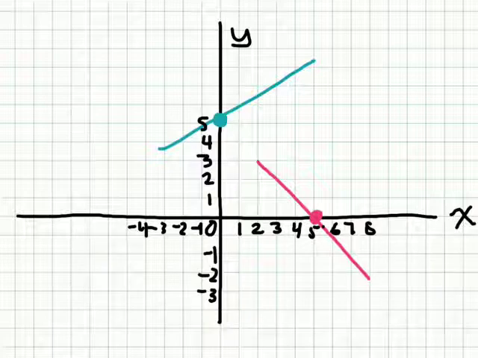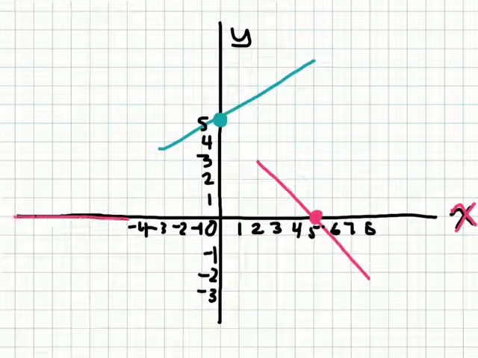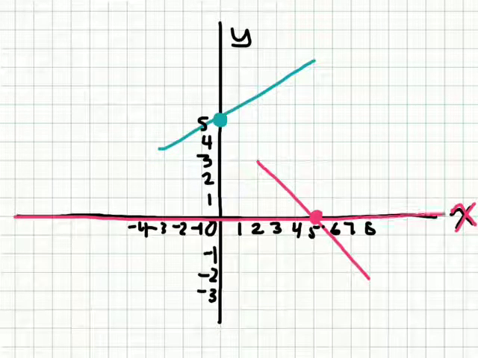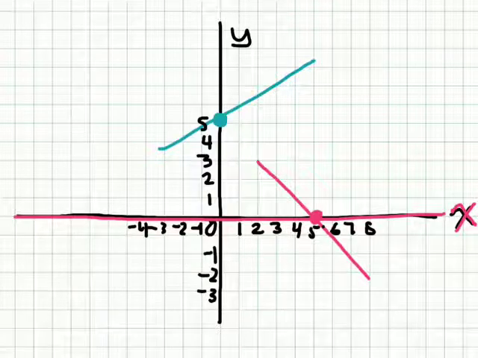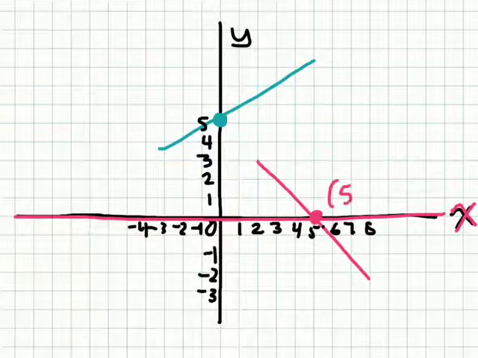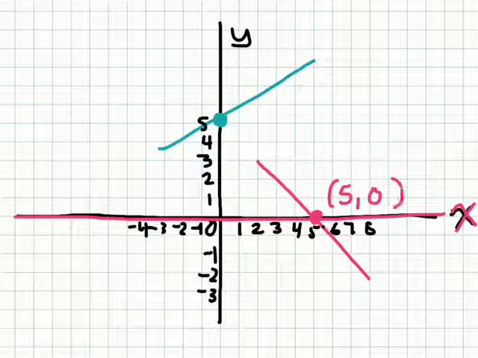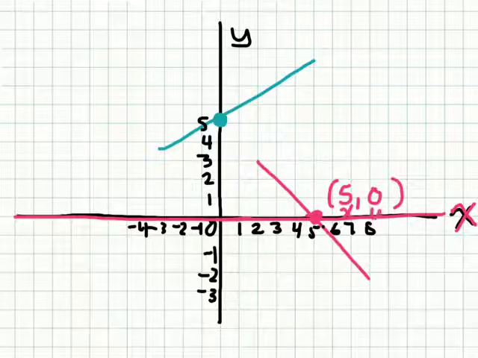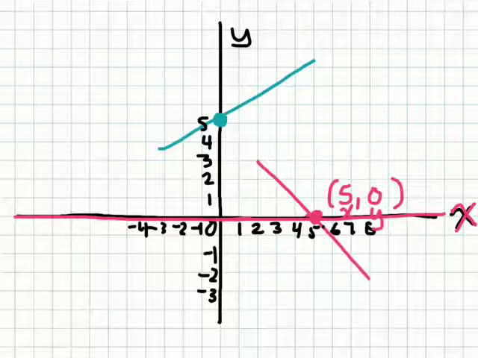0 and 5, would that be the x-intercept? So an x-intercept passes through the x-axis. So here's my x-axis, right? And I'm looking for a point that touches that x-axis, right? This would be located at 5, 0, because we start at the origin. We move 5 spaces to the right, that's our x value, and y is 0, it doesn't move, right? It stays on the x-axis.